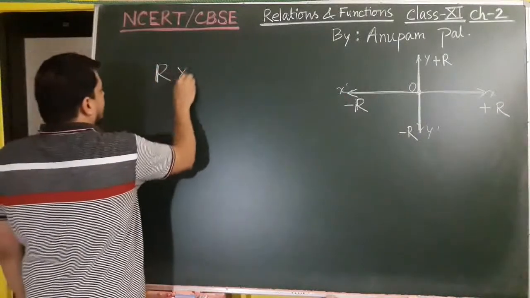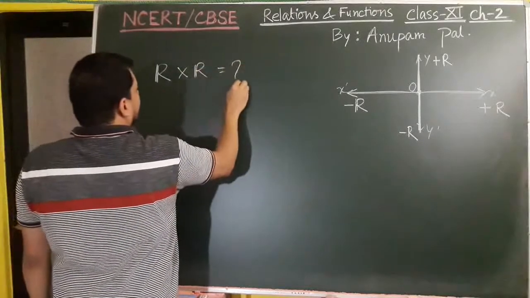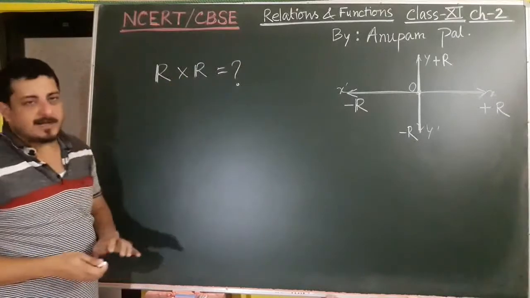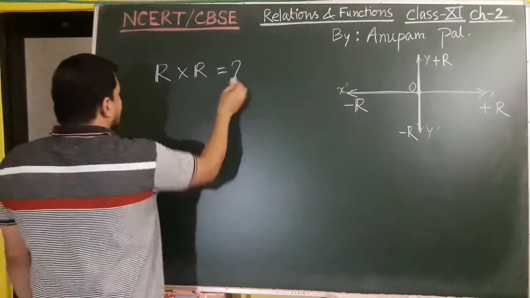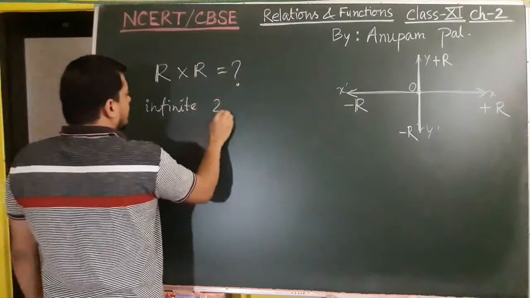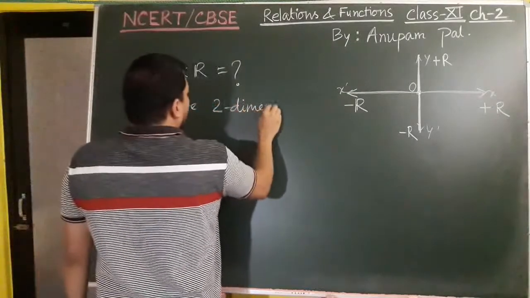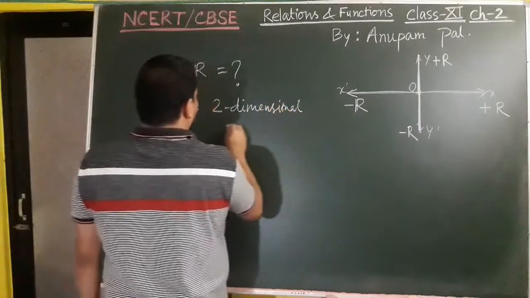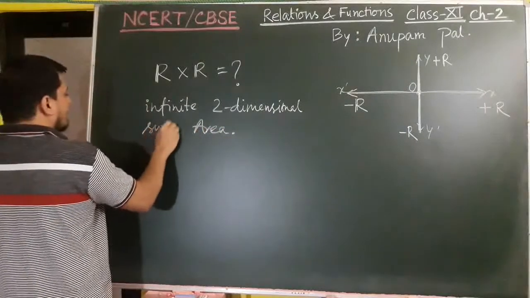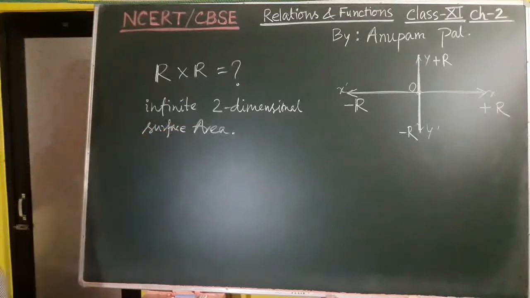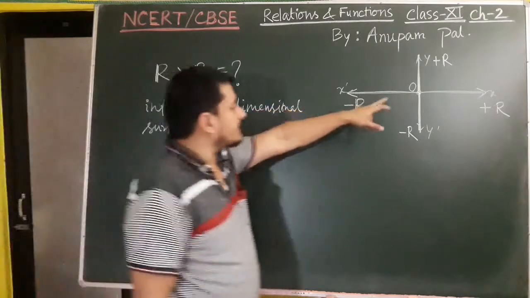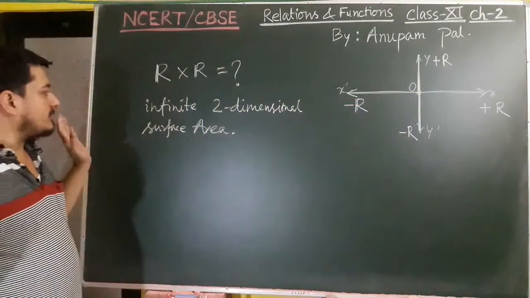Now what will be R cross R? Remember, this R is nothing but the set of all real numbers. So what is R cross R? This will actually produce a 2-dimensional surface area, and it will be infinite, because you can see R goes infinite on both sides.